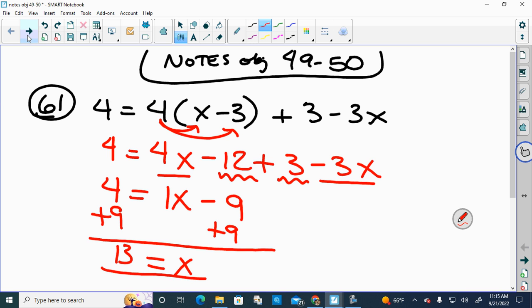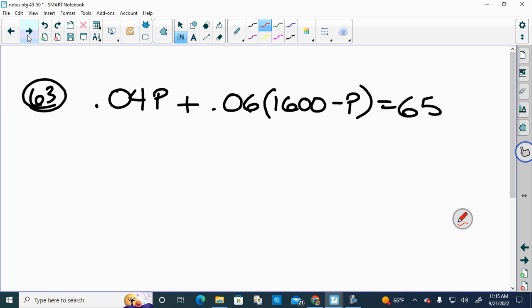Okay, next one. Number 63. Okay, so this one reads 0.04p. It's a variable p versus x. Plus 0.06, and then we've got parentheses again, 1,600 minus p, close parentheses, equals 65. What was the number? 61.